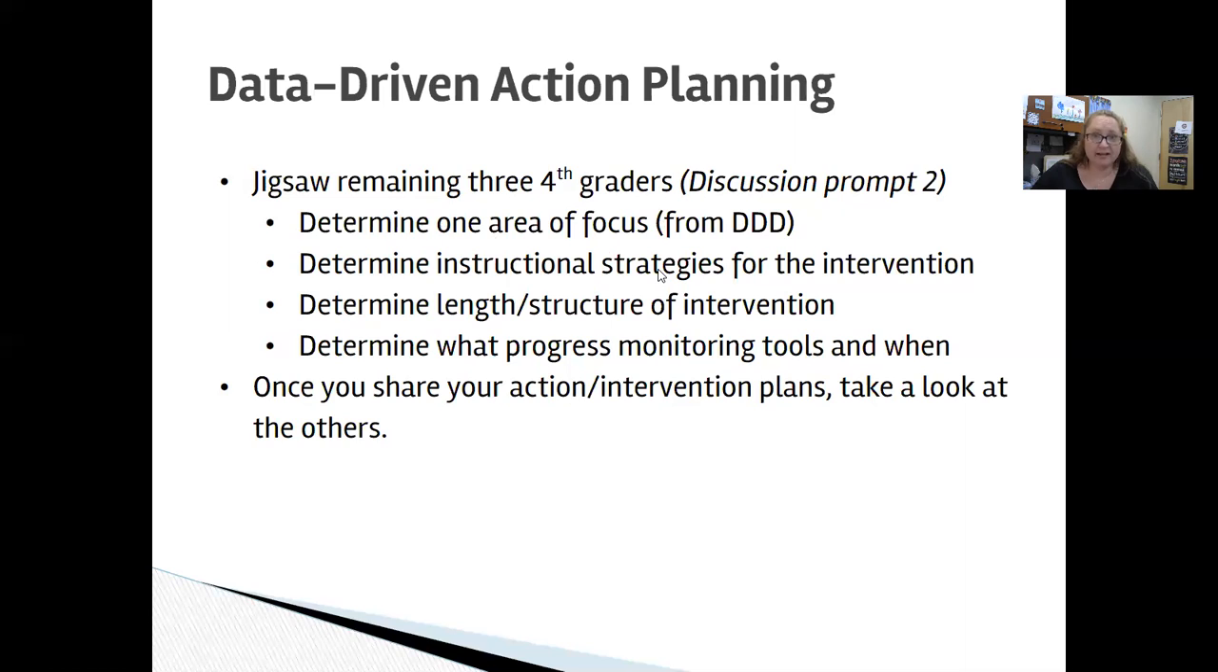Determine instructional strategies for the intervention. Determine the length and structure of the intervention. And then determine progress monitoring tools and when. Just like I just showed you in the example, okay? So make sure you pause the video and do that work.